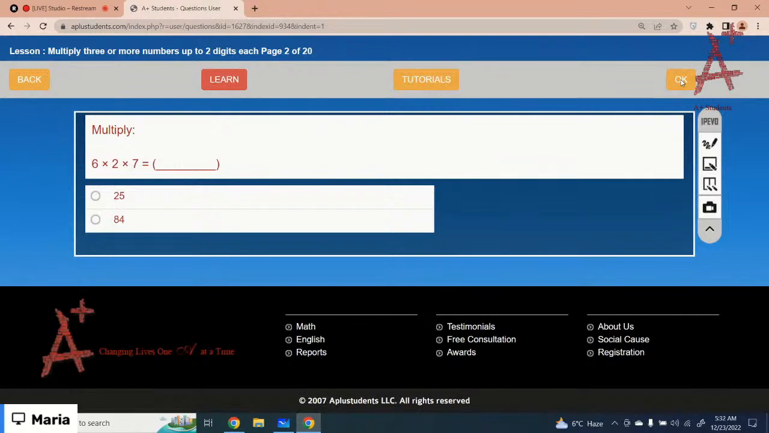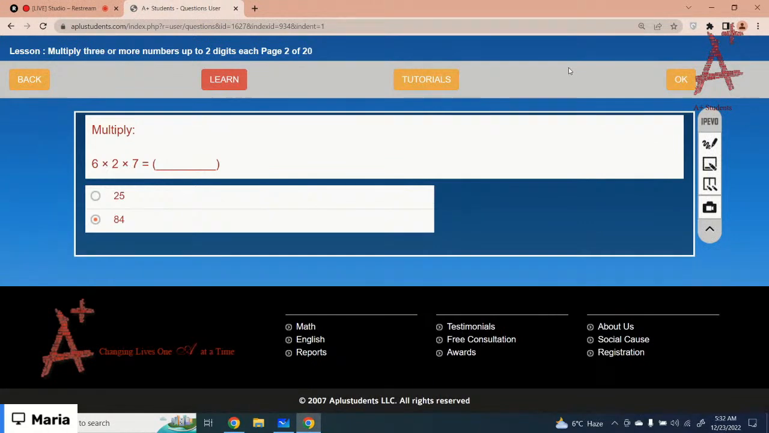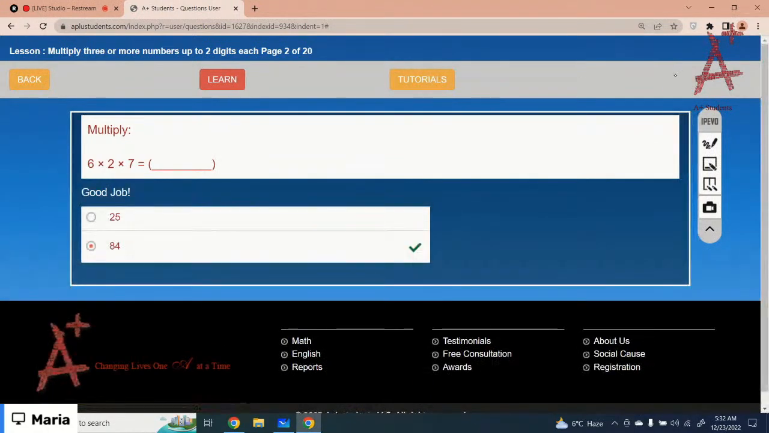Okay, the next one is 6 times 2 times 7. So just make a pair of the numbers and then you have to multiply them. 6 times 2 is 12. Then you have to do 12 times 7. So just do 12 times 7. 7 times 2 is 14. Write 4 and carry 1. 7 times 1 is 7 and 1, 8. So it is 84. Got it? So the correct option is 84. Just select the correct option, then click on the OK button.